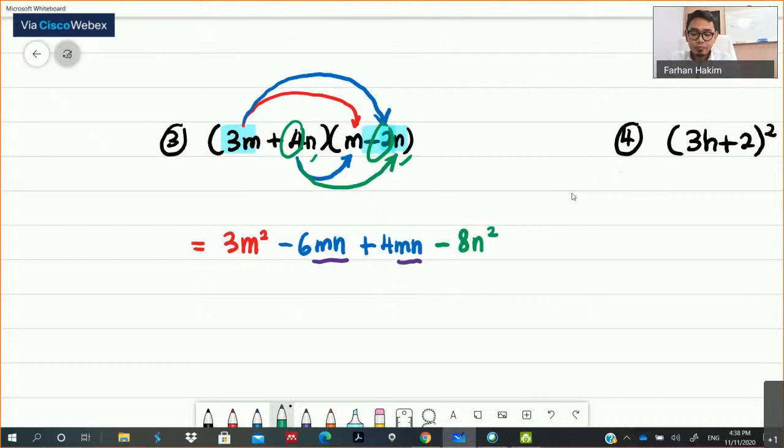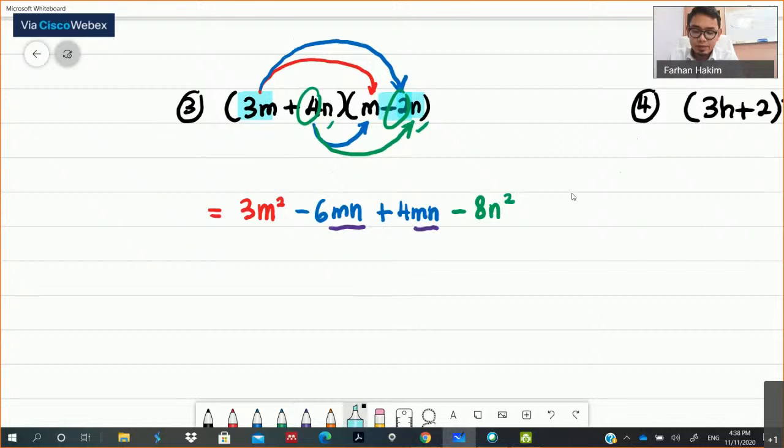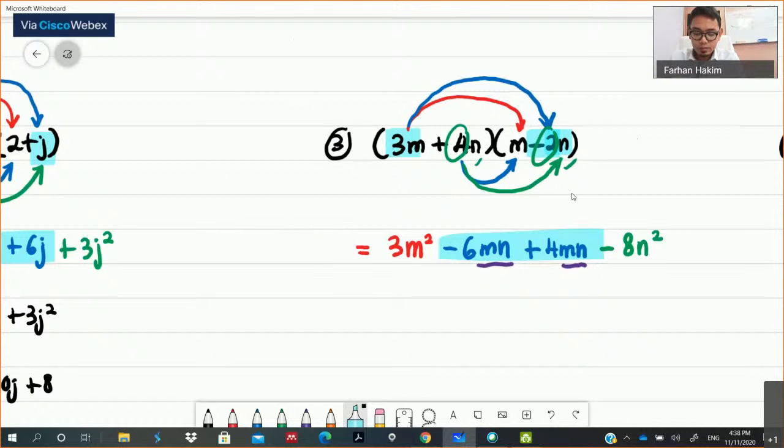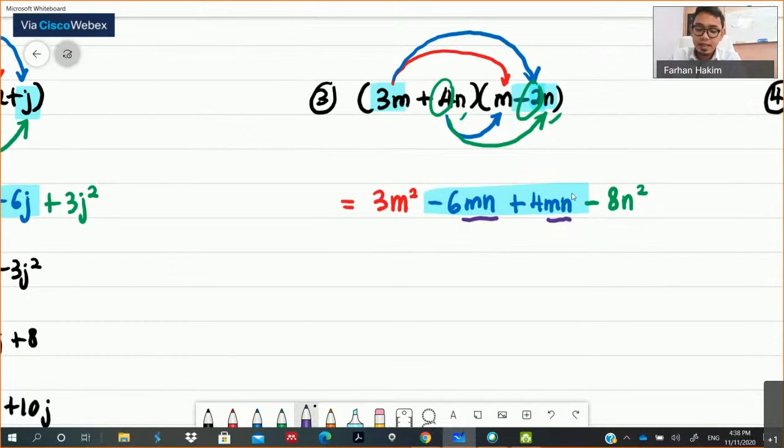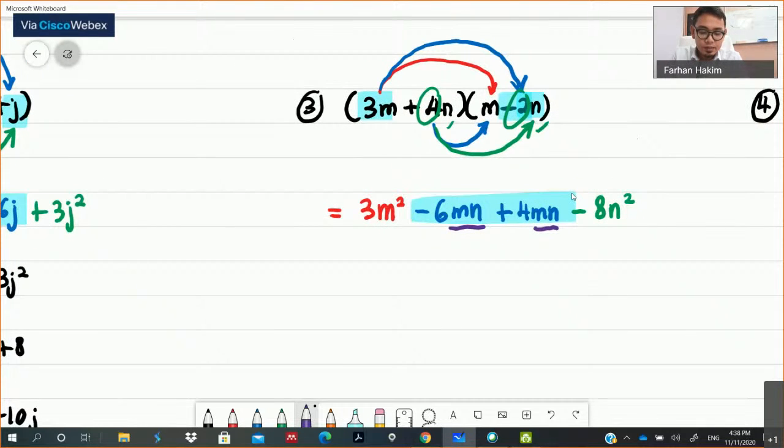So we have the same terms here, so we have to simplify it. If you don't know how to simplify that, I'm going to write negative 6mn, meaning that negative 6, you go to the left by 6 times. So this is mn, mn, and mn. And then you have positive 4.